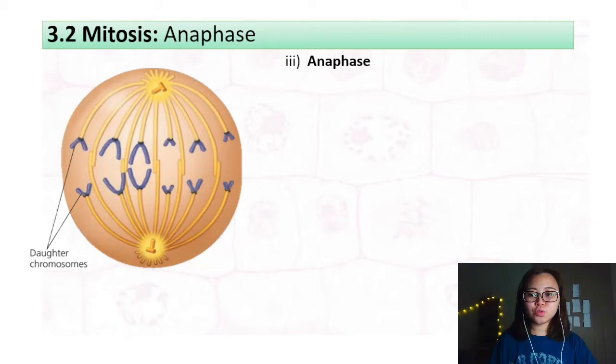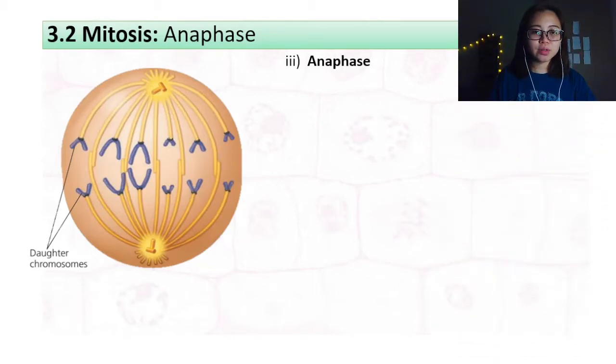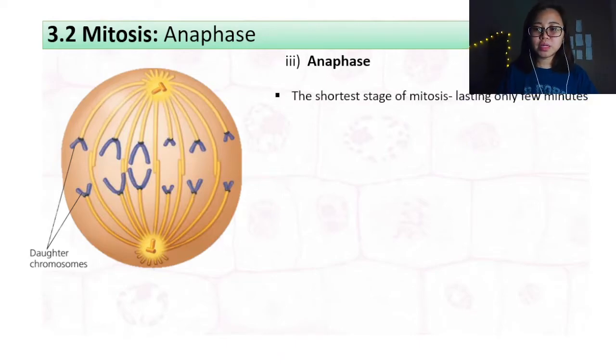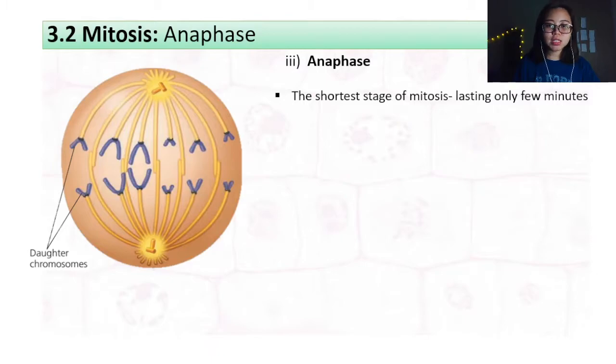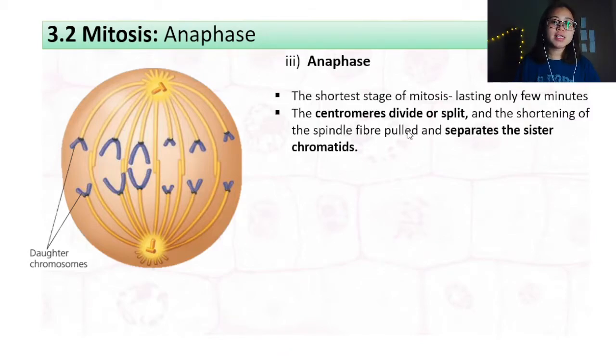Okay, let's go on to the third stage in mitosis, which is anaphase. Apa yang berlaku dalam anaphase? So, anaphase will be the shortest stage of mitosis. It lasts only a few minutes. What happens in anaphase? The centromeres divide or split, and the shortening of the spindle fibers pulls and separates the sister chromatids. Masa anaphase, centromere terbelah, sister chromatids terpisah dan ditarik ke kutub yang bertentangan.